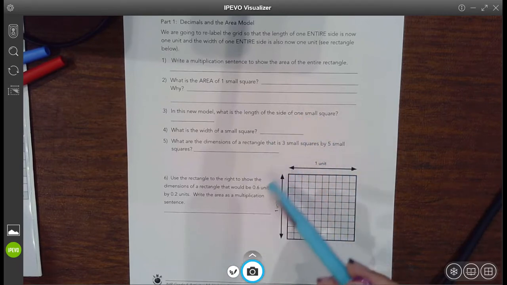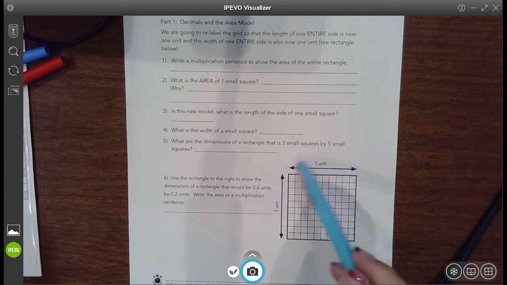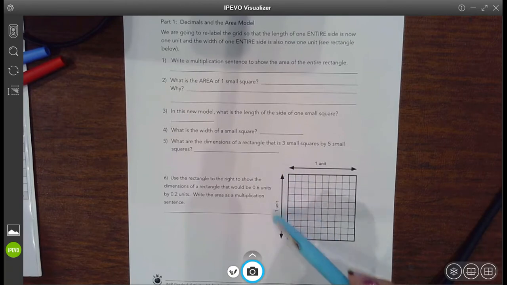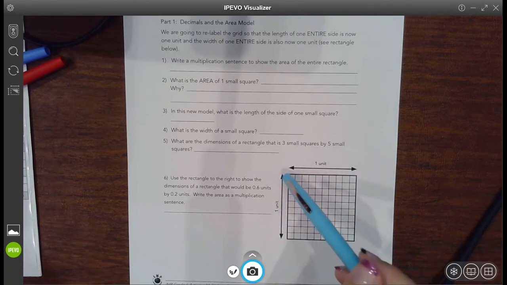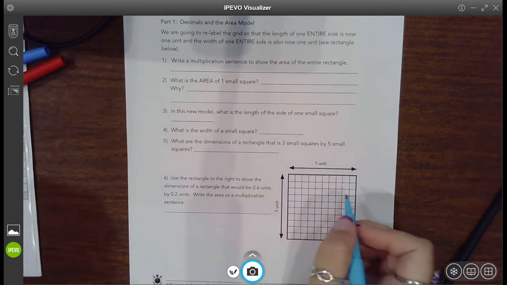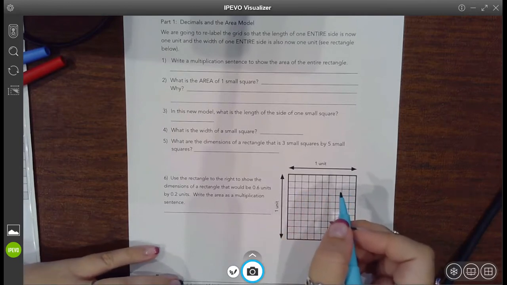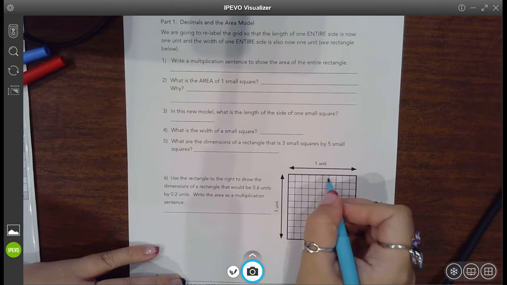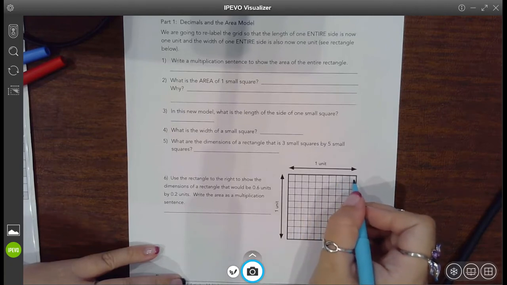If you could see, this is one square unit, right? So it's 1 by 1, length times width. 1 times 1 is 1 square unit. Well, that means that each little individual box is what measurement? If I look at the length right here, this is 1, 2, 3, 4, 5, 6, 7, 8, 9, 10 across, right?